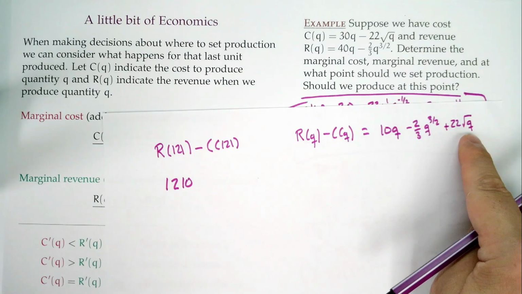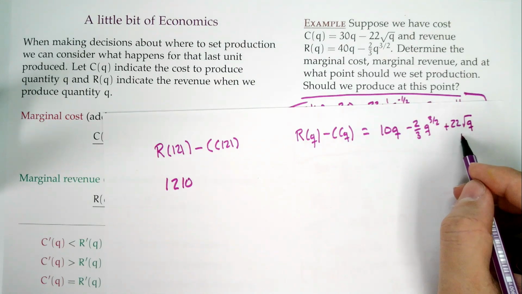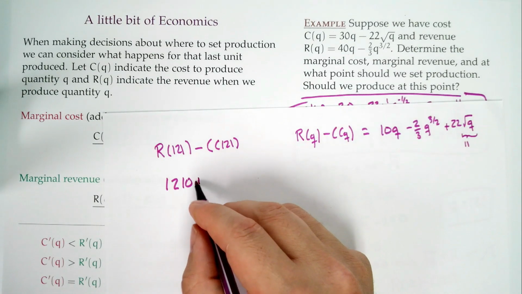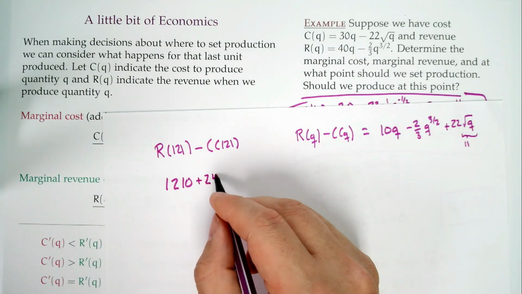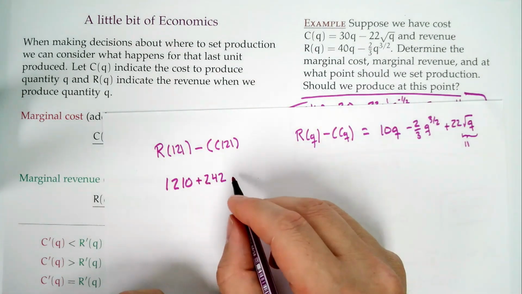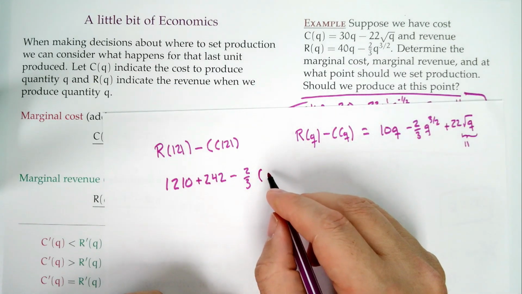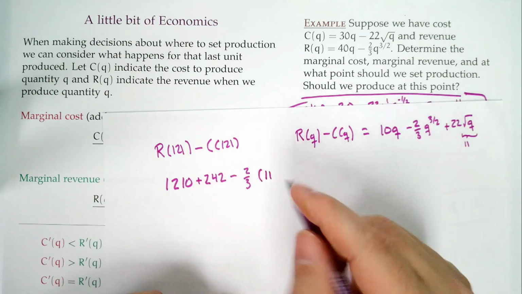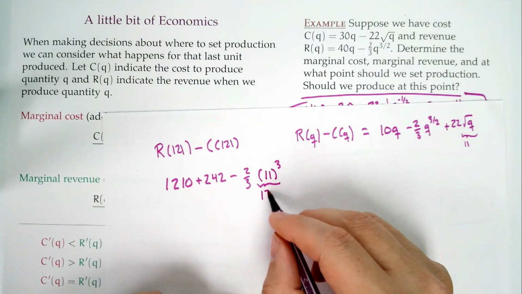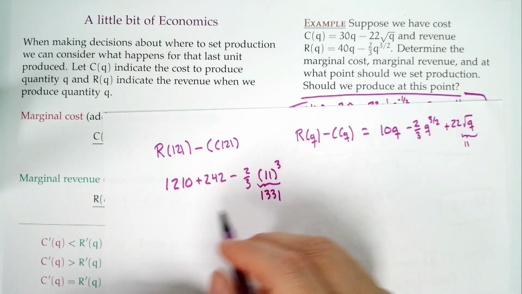22 times square root of 121. Well, that's, if we think about it, square root of 121, this is going to become 11. So it's 2 times 11 times 11. That means that we're going to add on to that an extra 242. Because 121, that's plus 242. And then we're going to subtract off 2/3. Then we have square root of Q, which is square root of 121, which is 11, cubed. Well, that's 1,331. And we're going to multiply that by 2/3.